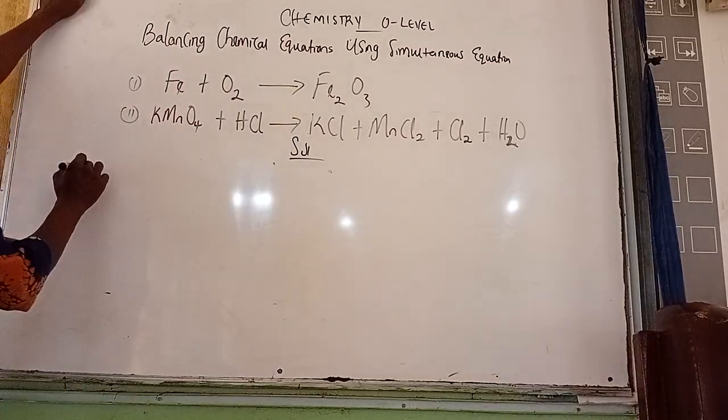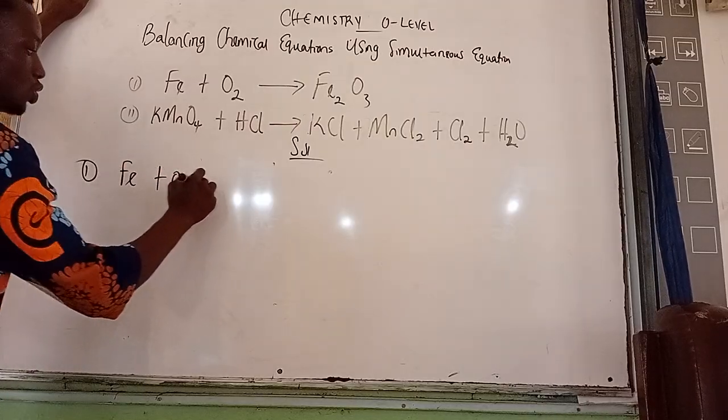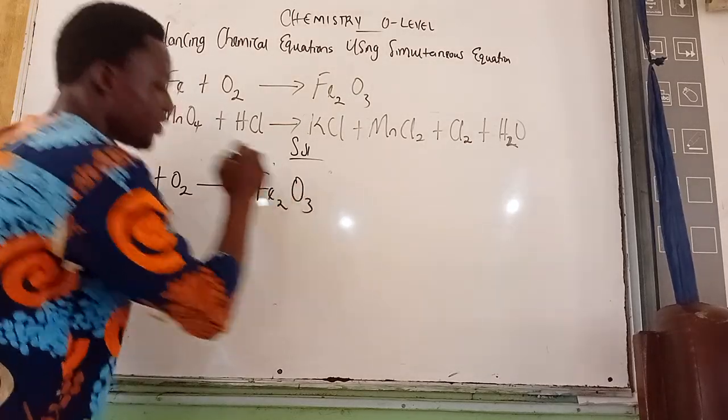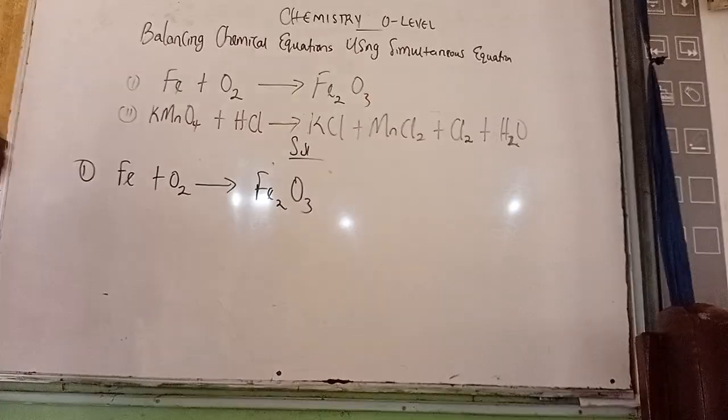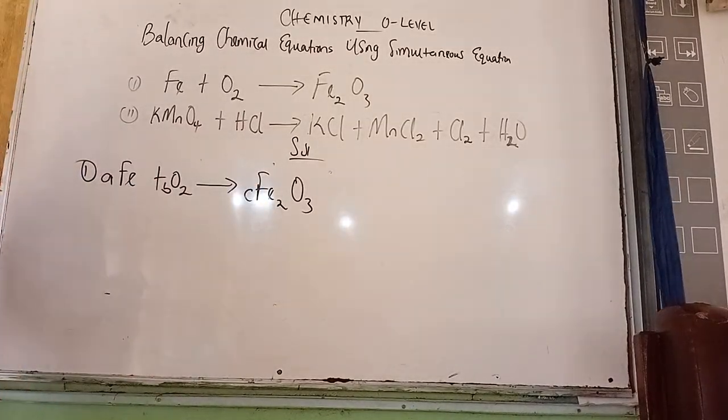Now let's start with the first one. First one is Fe plus O2 to give us Fe2O3. Are we together? Now label them alphabetically: A, B and C. Is that clear?